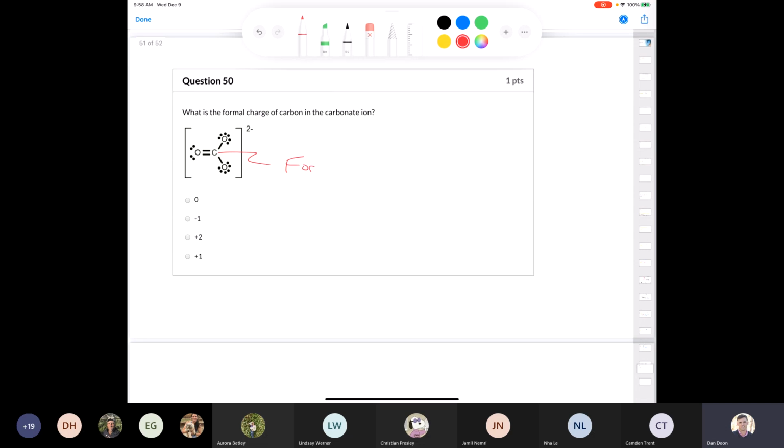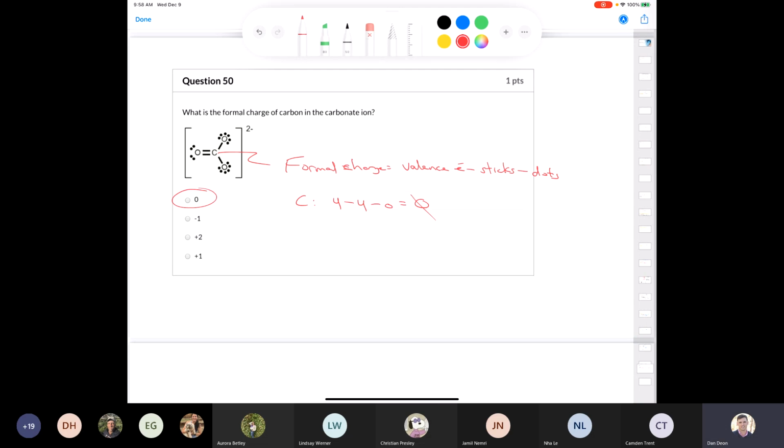Well, formal charge is equal to the number of valence electrons subtract sticks, subtract dots, right? So for the carbon, it's got 4 valence electrons. Carbon's in group 4A. It's surrounded by 4 sticks and 0 dots. So the formal charge of the carbon is going to be 0.